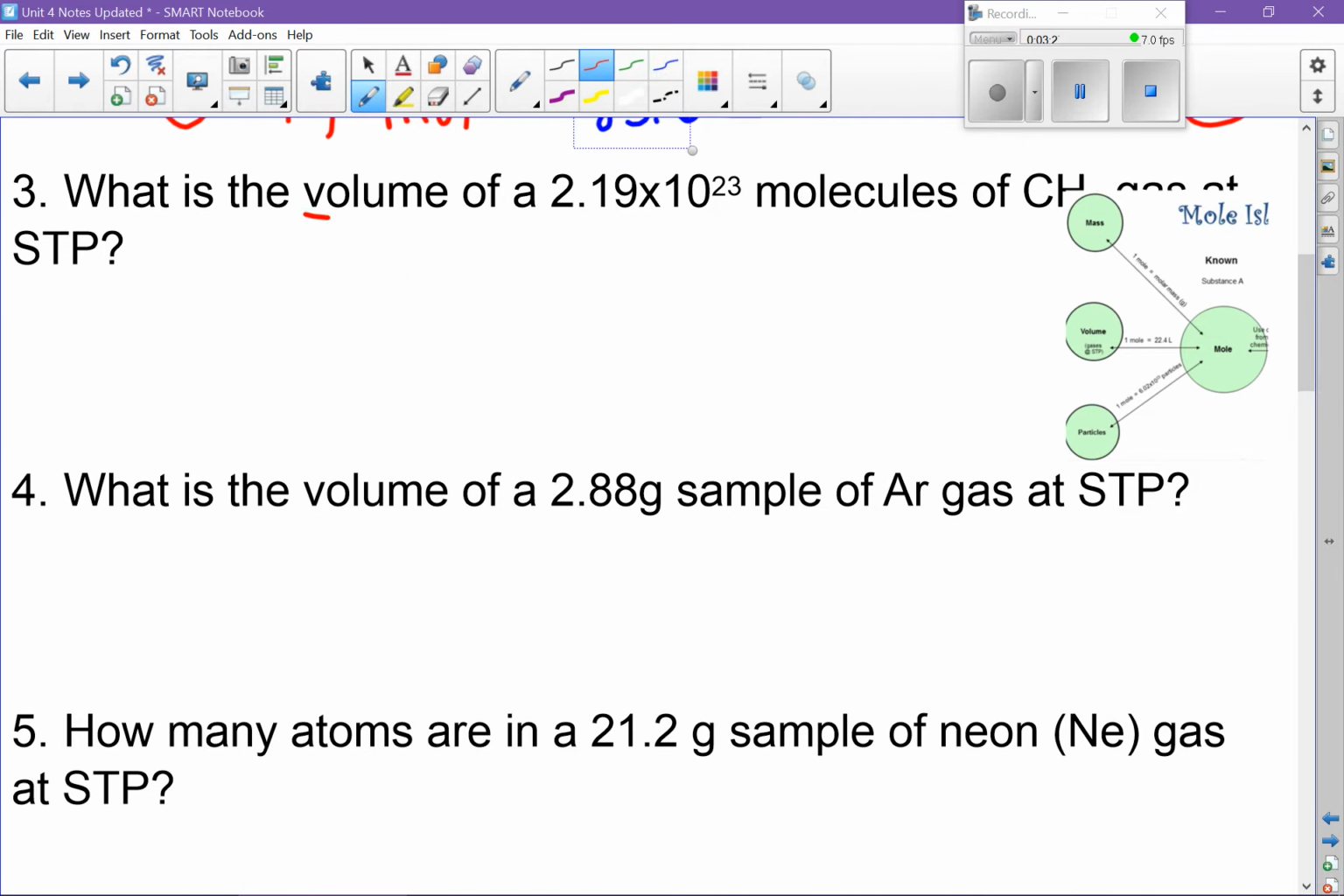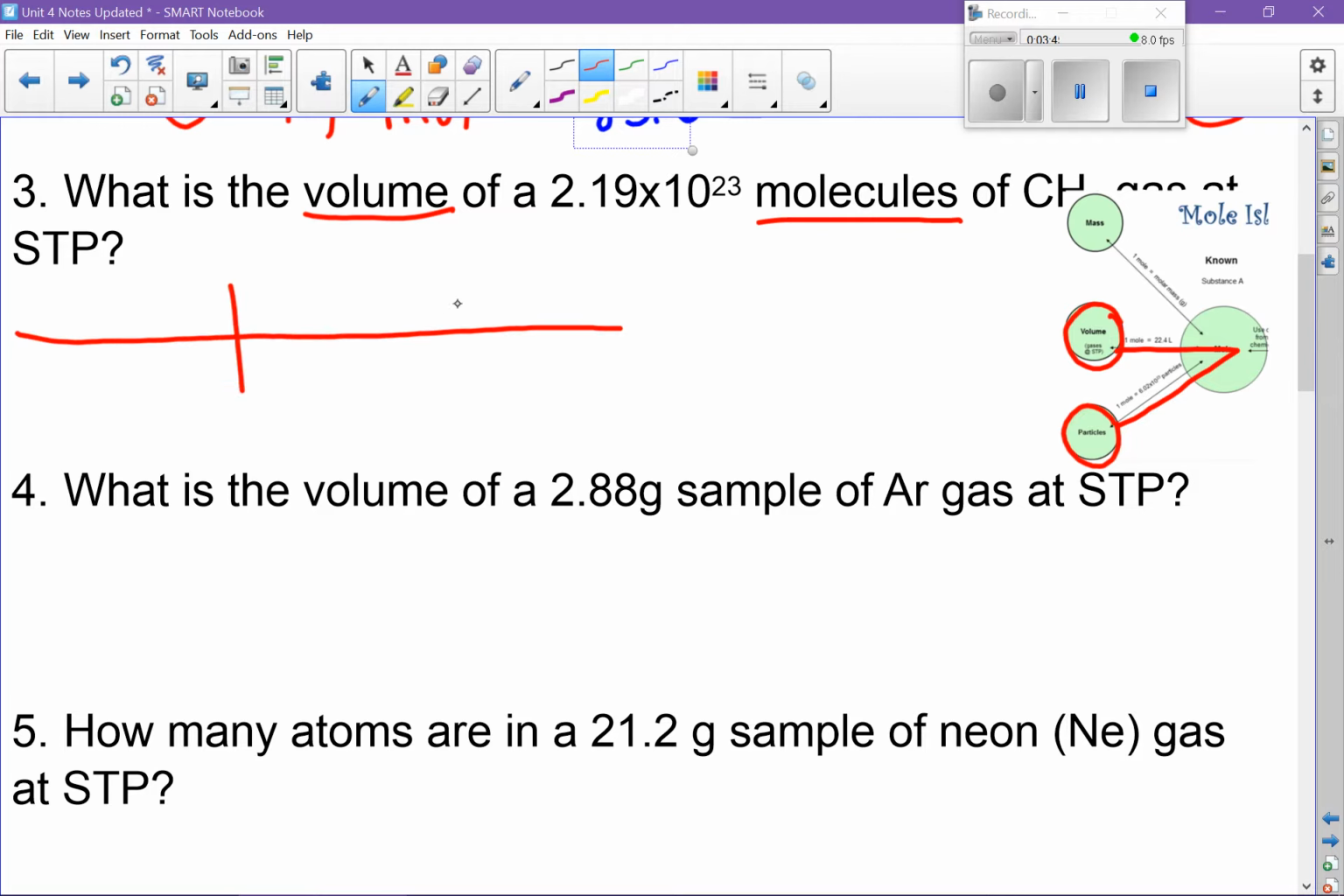In this question, I see volume and I see molecules. So volume is here. Molecules are a kind of particles. So I can't go directly from one to the other. I have to go to moles in the middle and then to the next island. This takes 2 steps. So this is a 2-step fence.